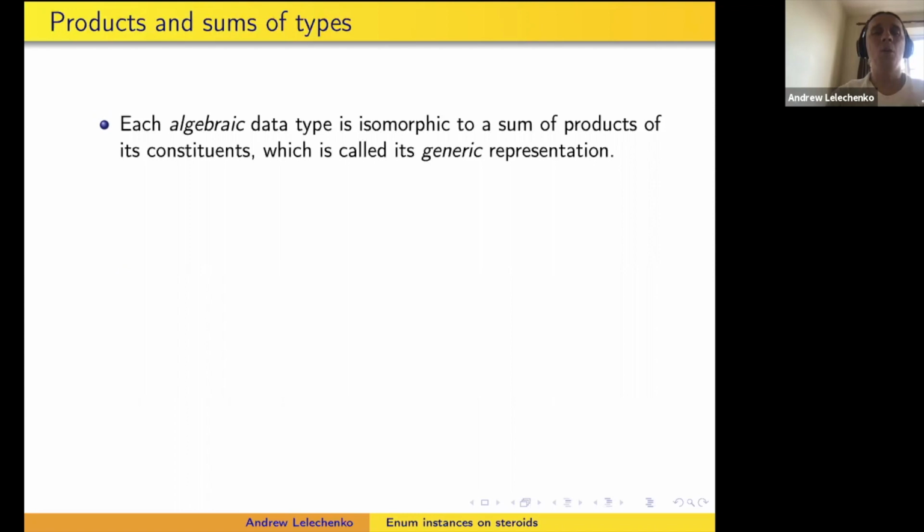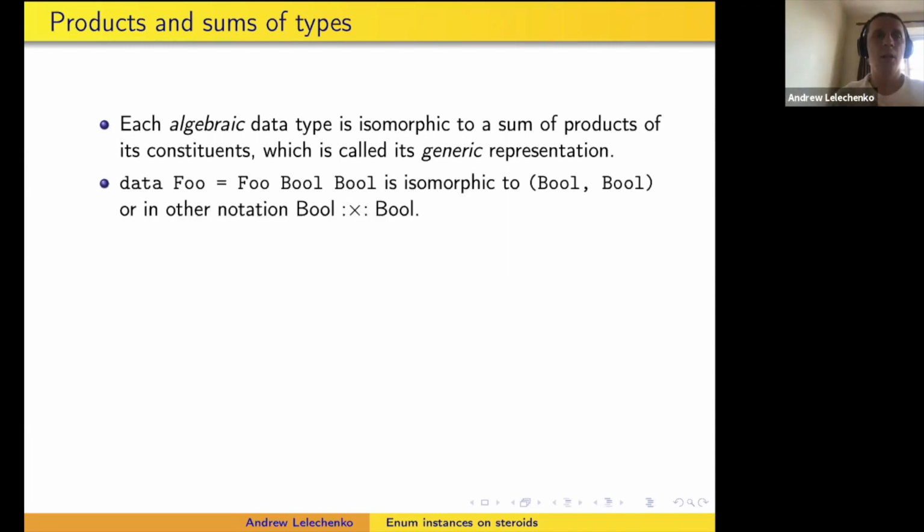It's called algebraic for this particular reason, that it's a sum of products. So for example, if we have a data type Foo, which has one constructor Foo and two fields, Bool and Bool, it's obviously isomorphic to a tuple of two Bools. Isomorphic means that we have a direct one-to-one correspondence between these types, between Foo and a tuple of two Bools. Or I'd write it in another notation: Bool times Bool, basically.